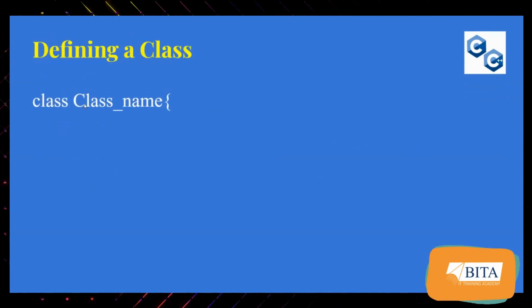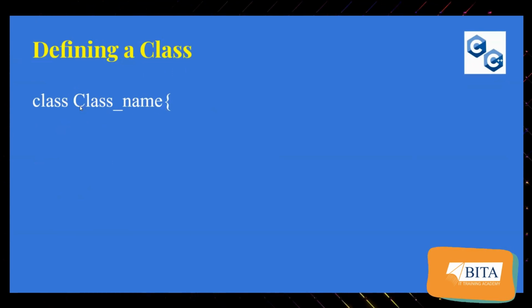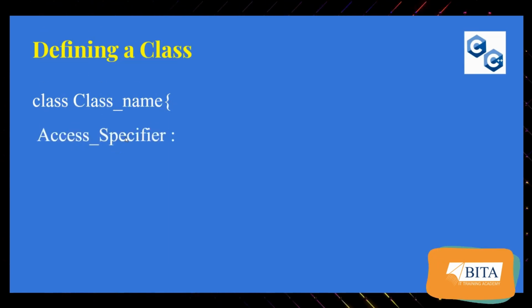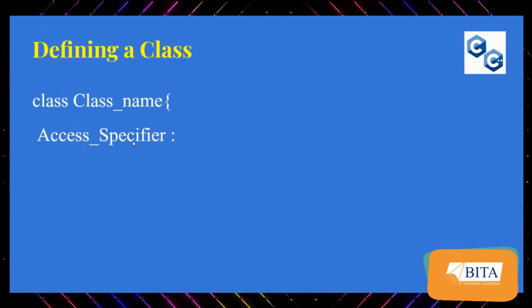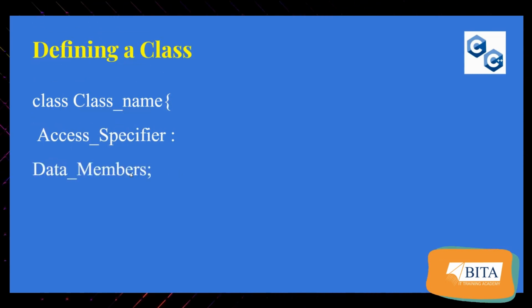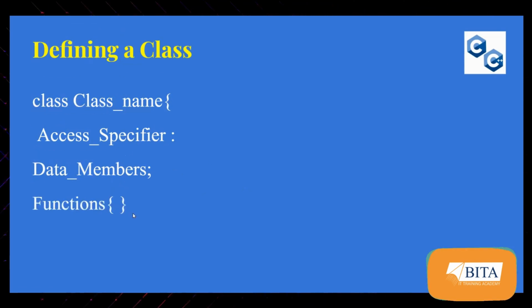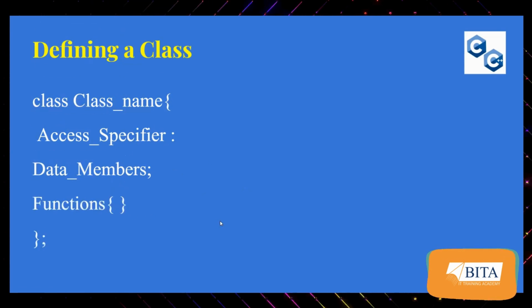And this is the syntax for defining a class, where the first letter of the class name is capitalized. The next one is the access specifier, whether it is public, private, or protected. And inside that, we declare the member variables, int A or int B, something like that, and then the functions and their definitions. And then we close the class.